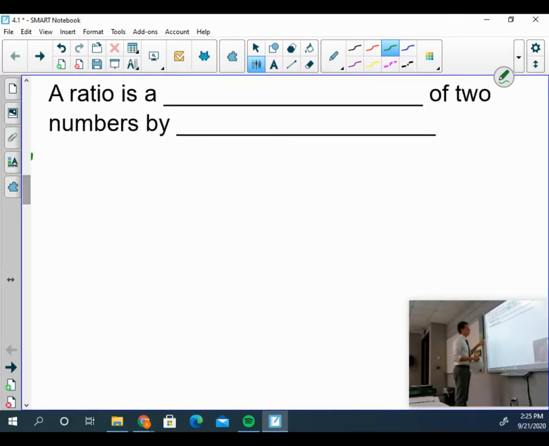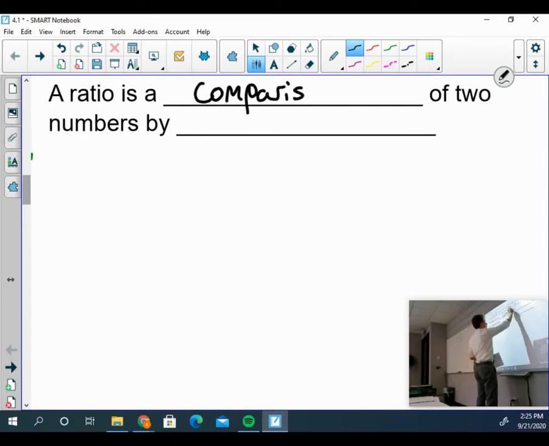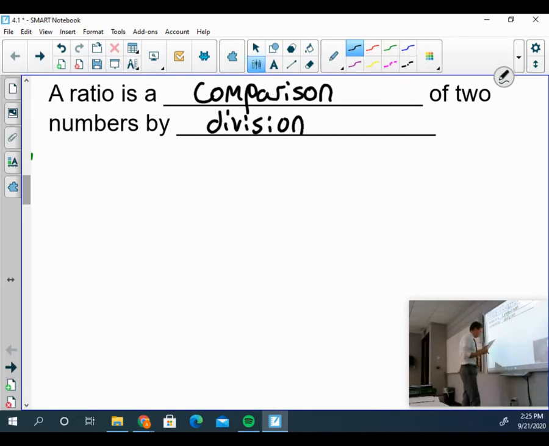So what is a ratio? Well, a ratio is a comparison. Again, please write down anything I do on the smartboard on your notes. So if you need to pause it and go grab a notebook, please do so. A ratio is a comparison of 2 numbers by division. A comparison of 2 numbers by division. It's what we did above in the orange juice problem. I divided the price by the volume to get the cost per ounce.